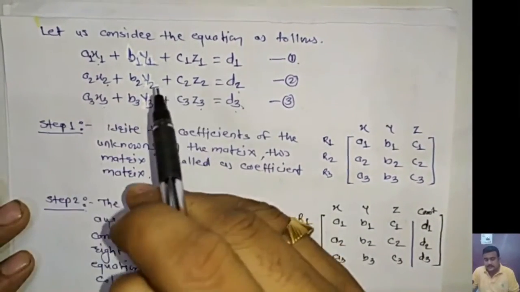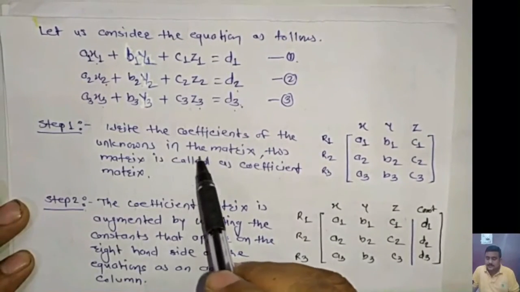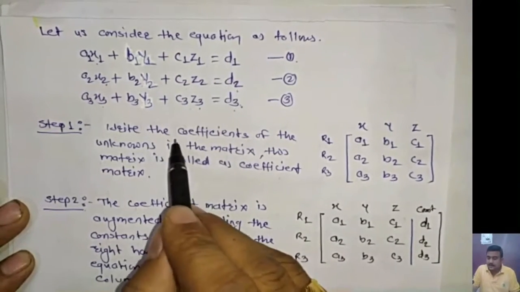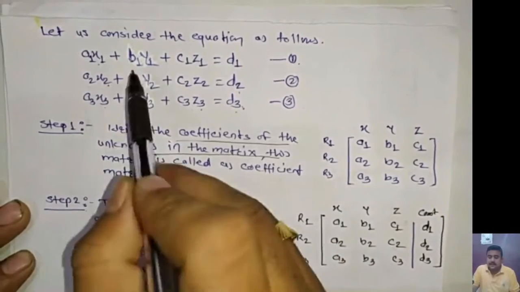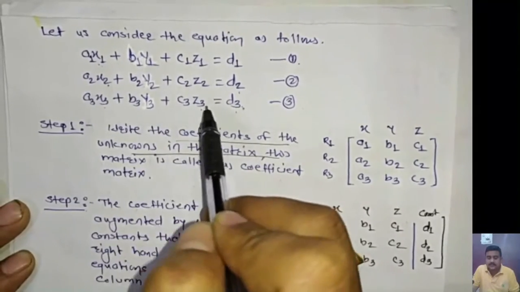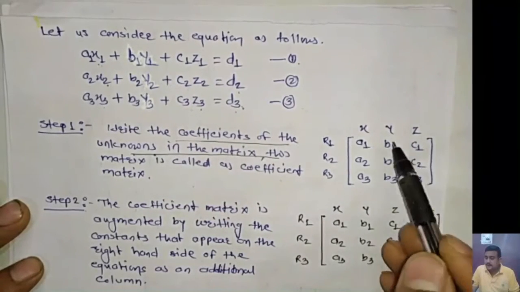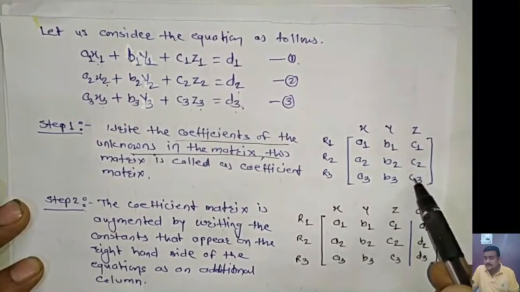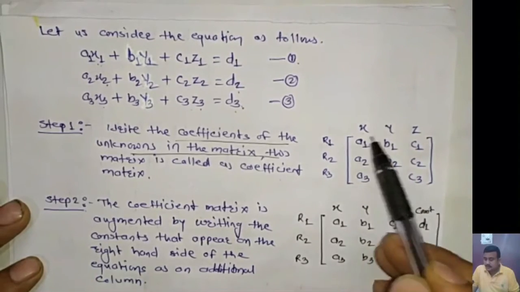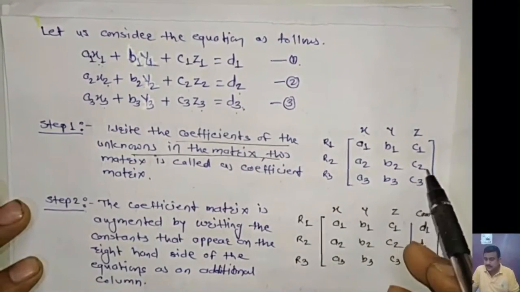Now, step 1 for writing matrices is to write the coefficients of the unknowns in a matrix. This matrix is called the coefficient matrix. Coefficients of unknowns means the coefficients of x1, y1, z1, x2, y2, z2, x3, y3, z3, that is, a1, b1, c1 and so on, which we have written here in the matrix. The columns represent the unknowns and r1, r2, r3 represent the rows.